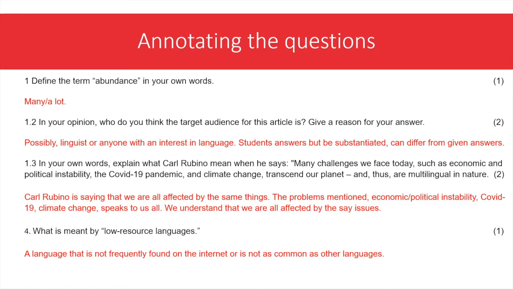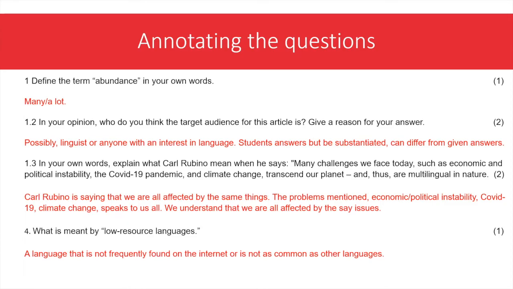1.2. In your opinion, who do you think the target audience for this article is? Give a reason for your answer. 2 marks. In this question, I would have liked you to have highlighted, in your opinion, target audience, article. Okay, and then also giving a reason for your answer so that you don't forget that very key element at the end. And this will be for 2 marks. So it is for linguists or anyone who's interested in language.